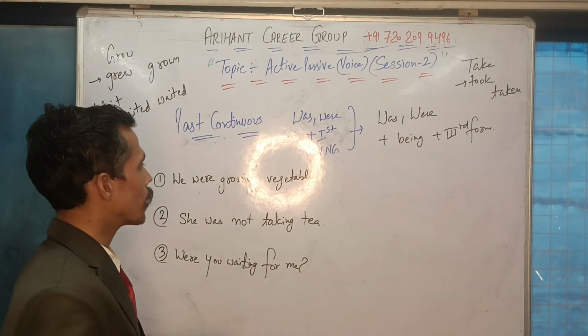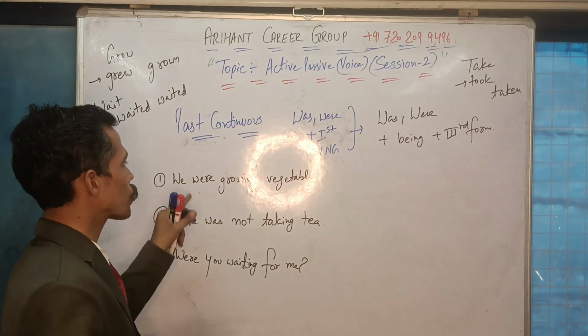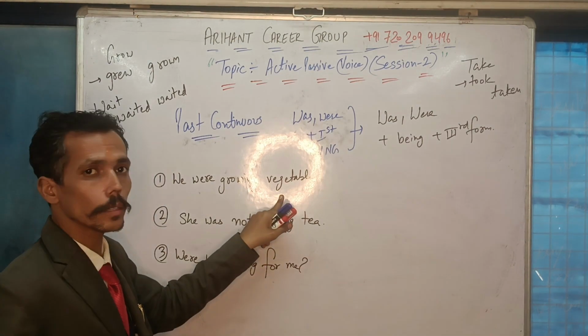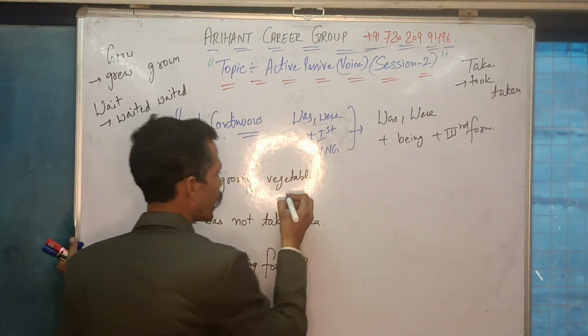Okay. Let us start writing the answers now. What is the first question? We were growing vegetables. Now vegetables is plural. It's a plural. So what will my answer be?